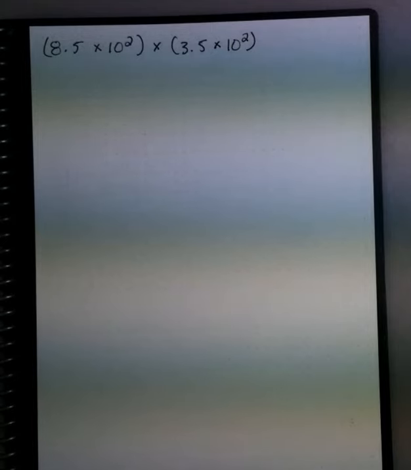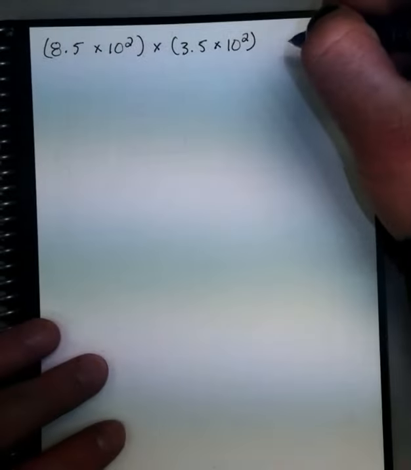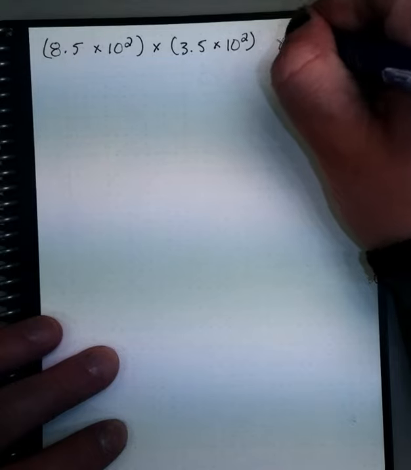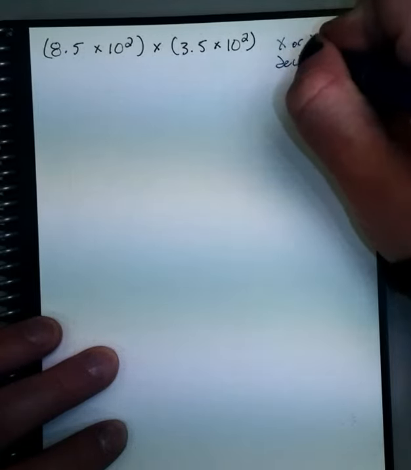In this video, we'll be learning how to multiply numbers written in scientific notation. And this might be my favorite operation. Well, my second favorite operation would be division. But multiplying and dividing is more fun, I think, than adding and subtracting. Remember, when we add and subtract, the decimal points have to line up. But when we multiply or divide, the decimal points do not have to line up.